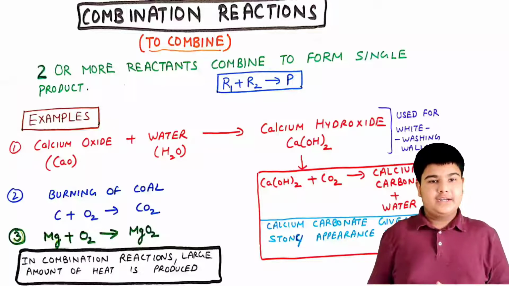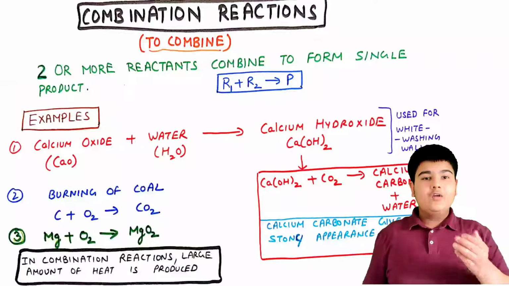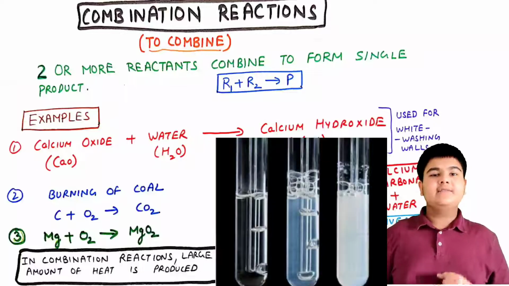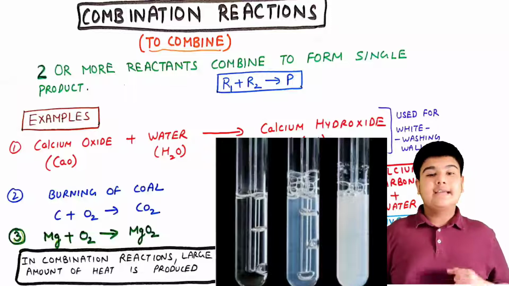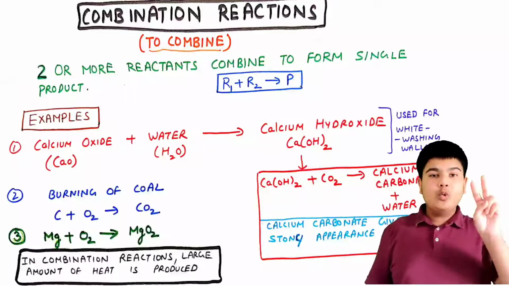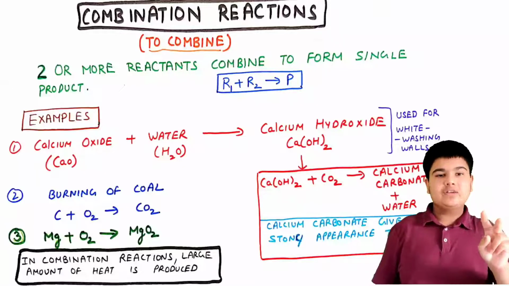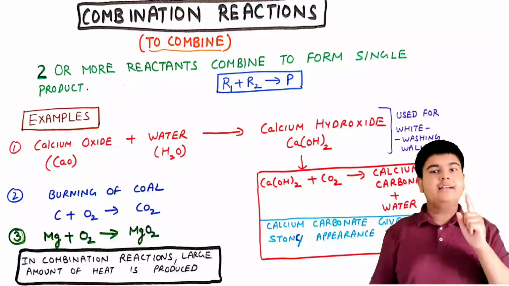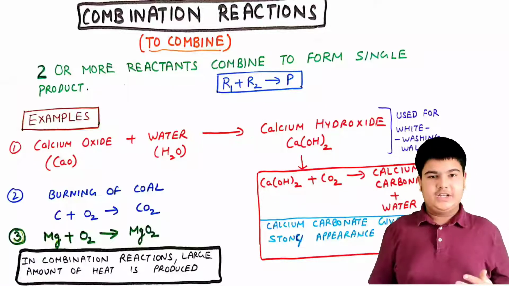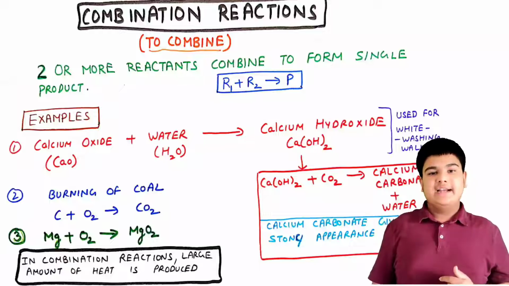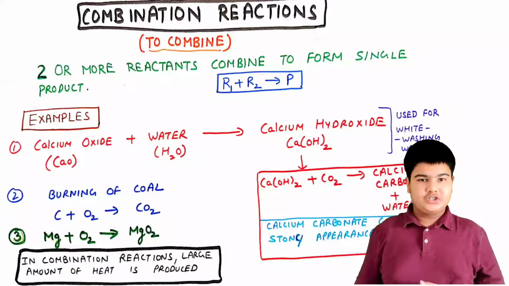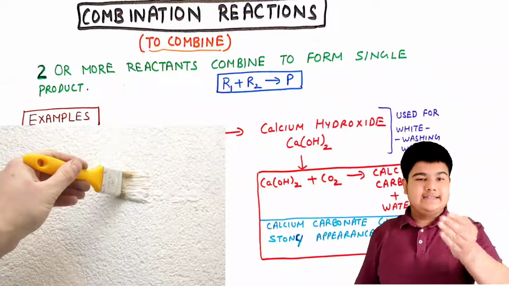Examples of combination reactions. First, we will study the reaction between calcium oxide and water. Calcium oxide and water react to form calcium hydroxide. In this reaction, there are two reactants, calcium oxide and water, and only a single product, that is calcium hydroxide. Therefore, it is classified as a combination reaction. Calcium hydroxide is used for whitewashing the walls. So it has a very important usage. Now how it is used, let us study that.